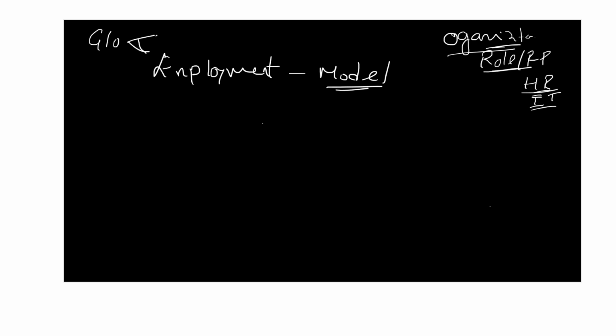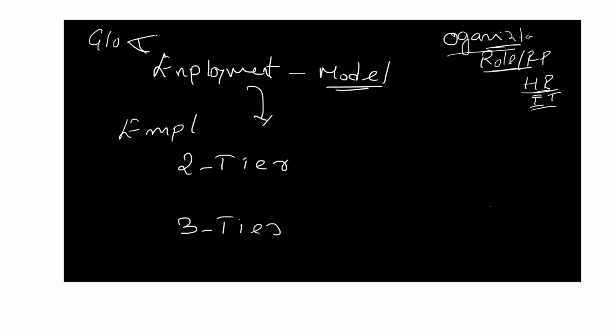Now this employment model works with these three concepts. There is a model called two-tier and another called three-tier. In two-tier there are also four options available that I will explain, but at a high level, just understand. Just focus on this portion: when we are dealing with assignments and work relationship.